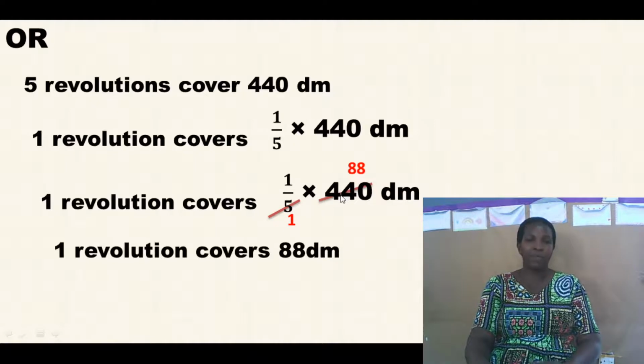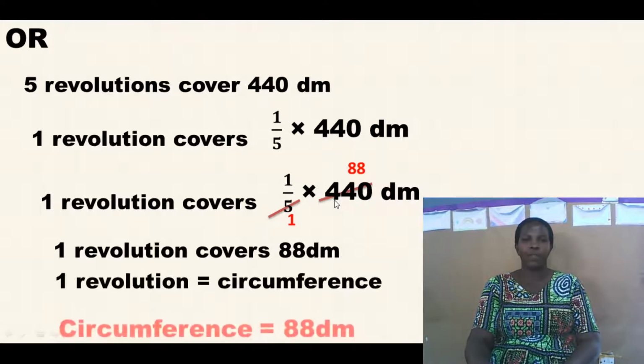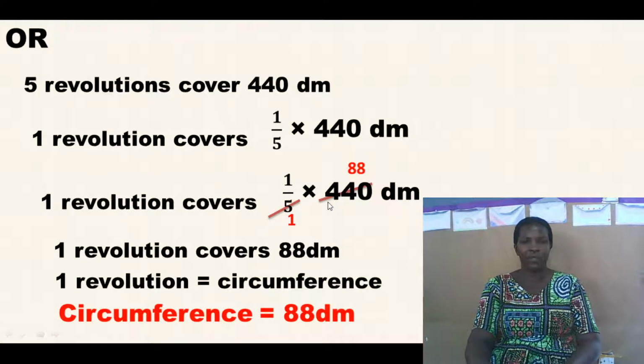But remember in the previous lesson, the teacher emphasized an important aspect, which was that one revolution is the same as circumference. So we shall look at that concept, that one revolution is equal to circumference. Finally, we shall conclude that our circumference is 88 decimeters, as per the question, as that is the answer for that question.